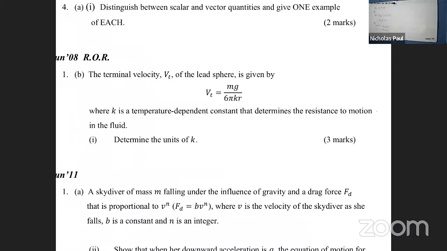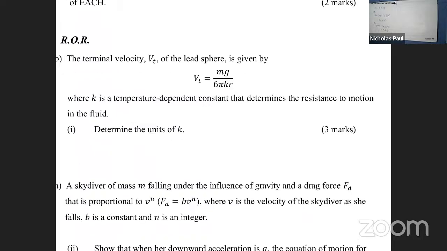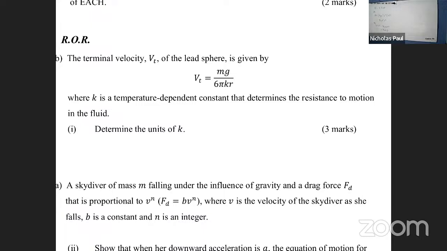Take a look at the one they gave us there. Terminal velocity V of a lead sphere is given by that. Don't get confused with terminal velocity, it's just normal velocity. So let's make sure you know all the quantities: velocity, mass, gravity, 6 pi, K is what we're trying to find, and R is radius.